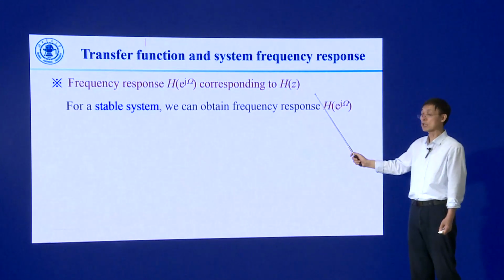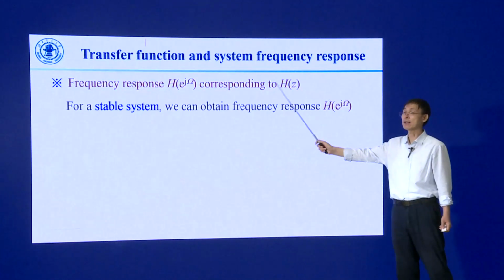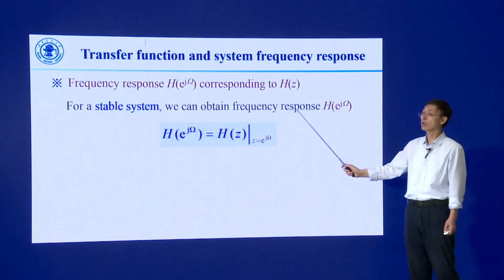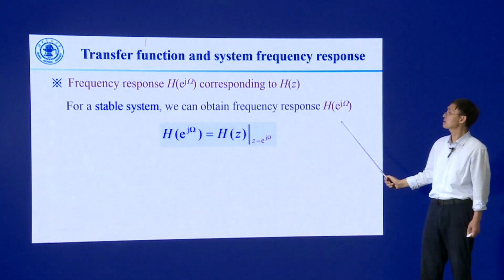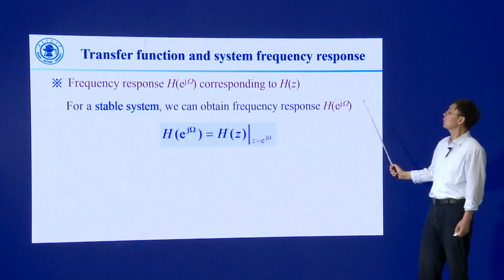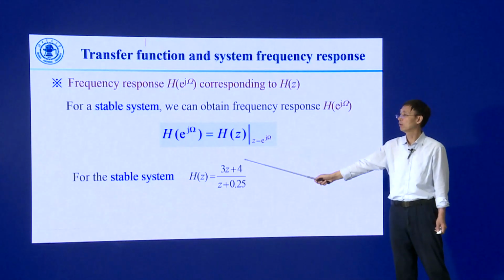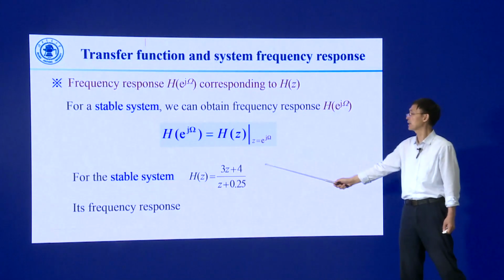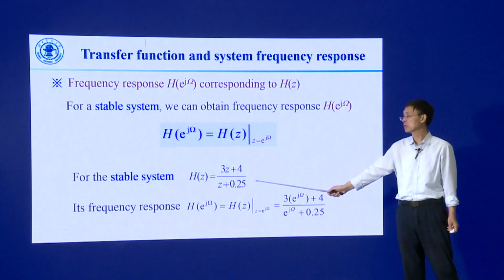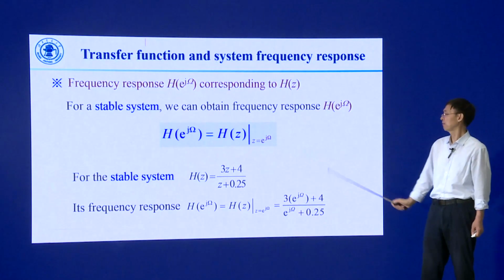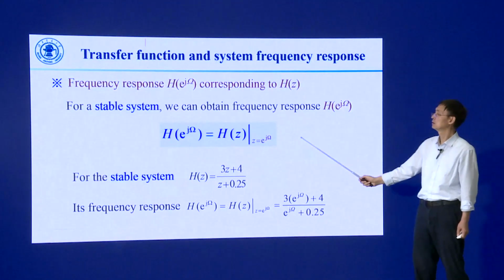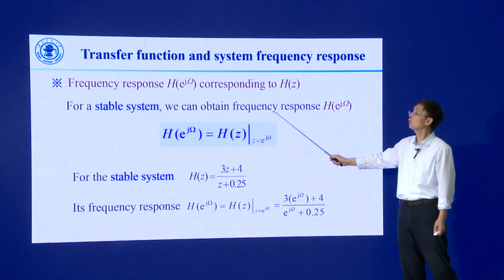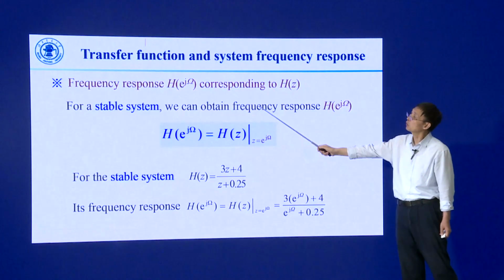According to the system transfer function H(z), we can find its frequency response. For a stable system, we can obtain the frequency response H(e^jω). For example, if we have this system transfer function H(z), we can get its frequency response H(e^jω). Only if the system is stable can we use this equation to find the frequency response.